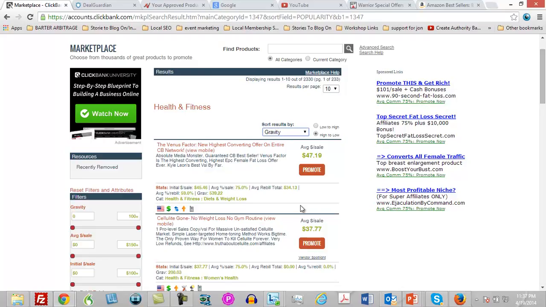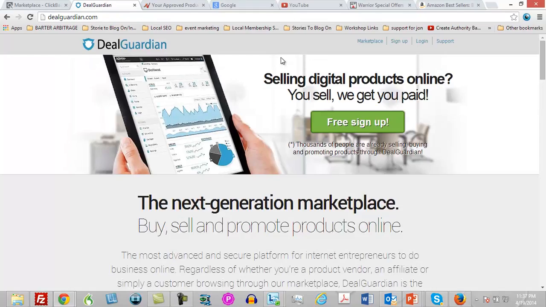Okay, so ClickBank is one marketplace. Another marketplace that's similar to it is Deal Guardian. Deal Guardian you can check out, and for the most part, it's still going to be an information product marketplace, and you want to take a look at the marketplace to find out what it is they're offering, and then to find out which the hot sellers are.